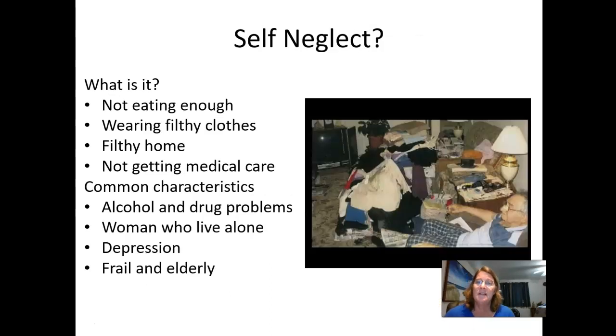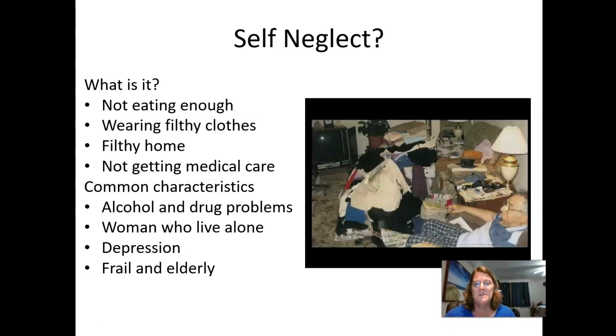Now, the term self-neglect is where you choose not to take care of yourself anymore. So a person's not eating anymore, or not eating properly, wearing filthy clothes, living in a filthy home, not getting medical care. And so this is something that, does a person have a right to this? Does a person have a right to self-neglect?